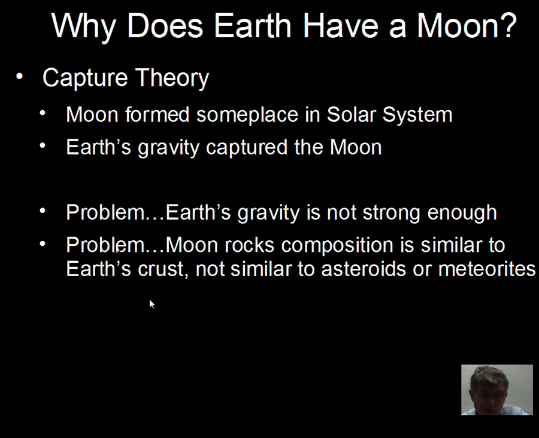So, how do we get a moon? One early theory was that the Moon wandered near the Earth and the Earth's gravity captured it, but the Moon formed some other place in the solar system. There are difficulties with this hypothesis. Earth's gravity is really not that strong to catch a massive body like the Moon and slow it down and bring it into orbit. It's tough for the Earth's gravity to do that.